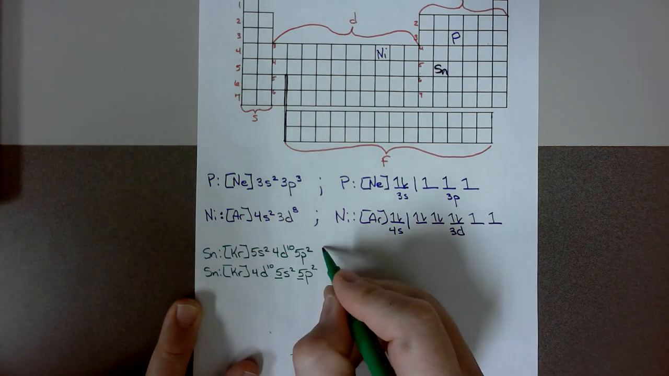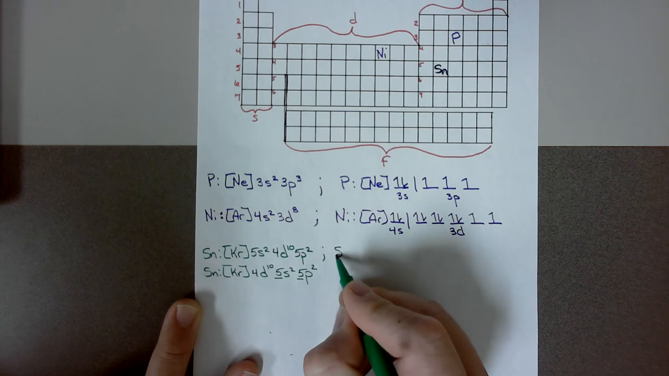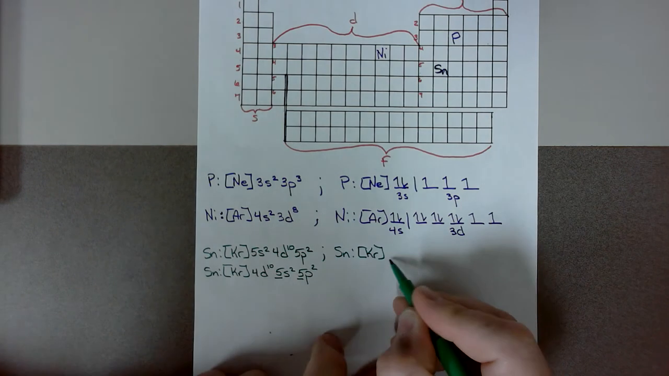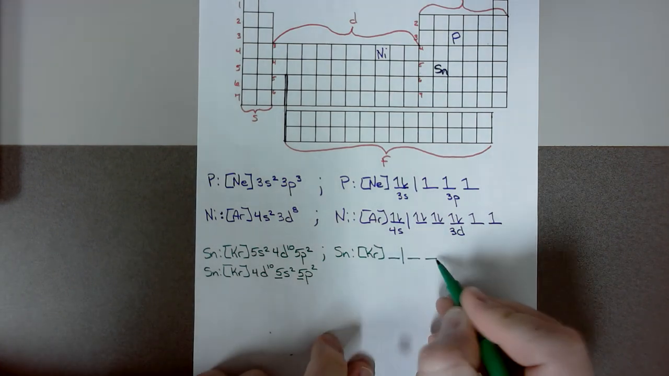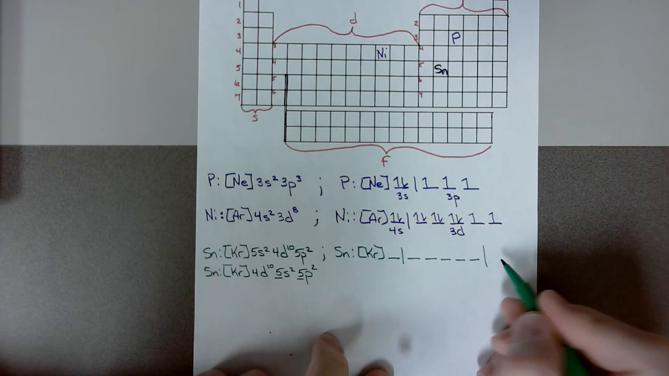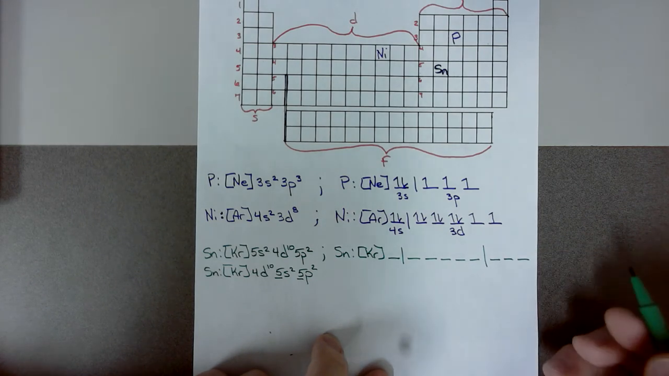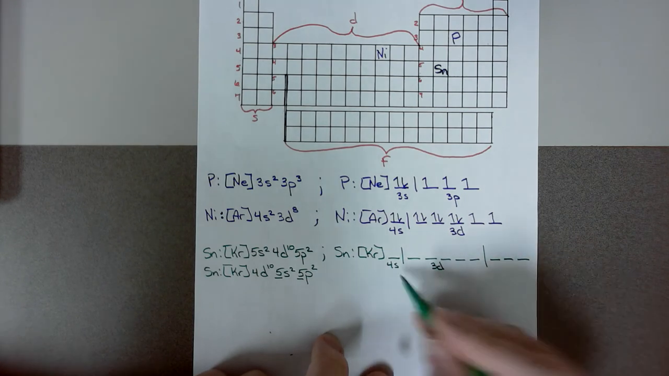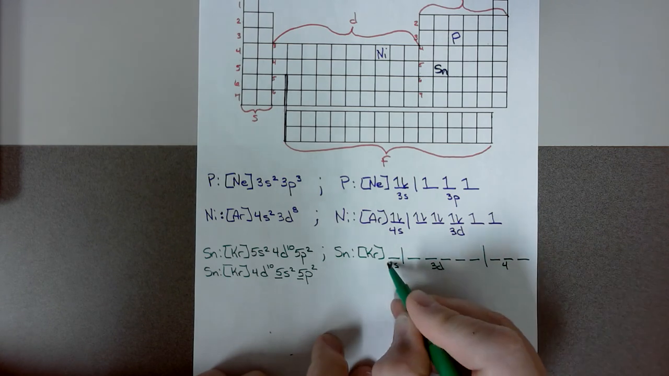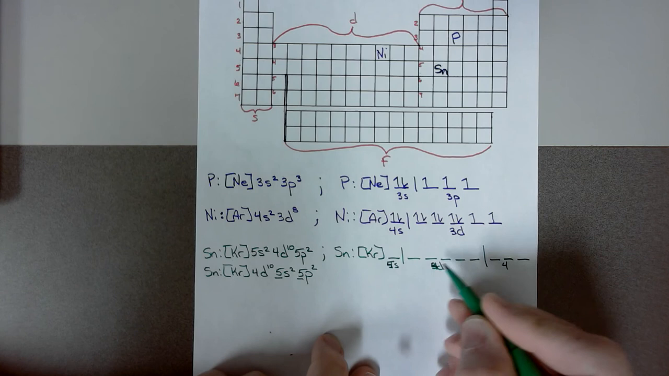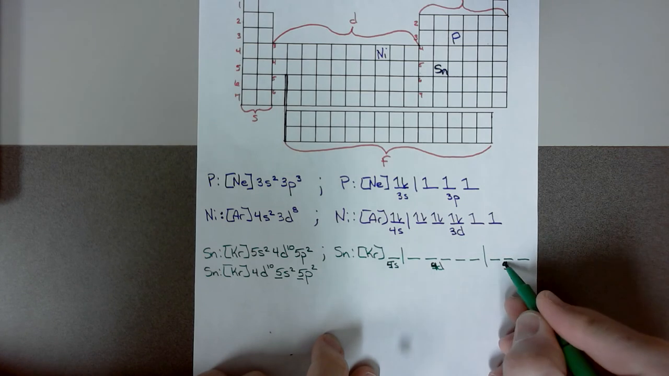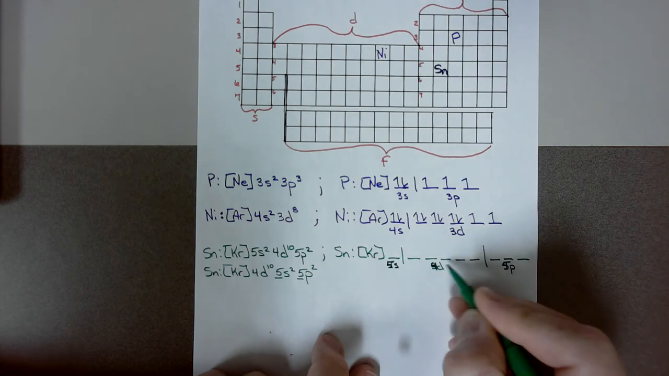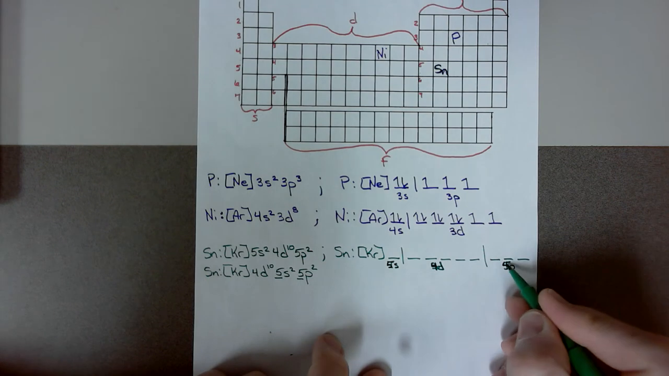Now the orbital diagram will look like this for tin. We're going to start out with krypton. And we have 1 orbital for the s, 1, 2, 3, 4, 5 for the d, and then 1, 2, 3 for the p. So that's 4s2, 3d, 4s, 3d, and then 5s, 4d, 5p. Sorry about that. It's 5s, 4d, 5p.